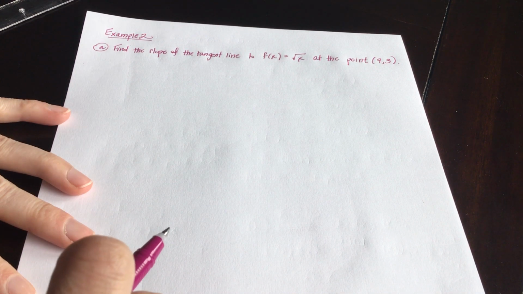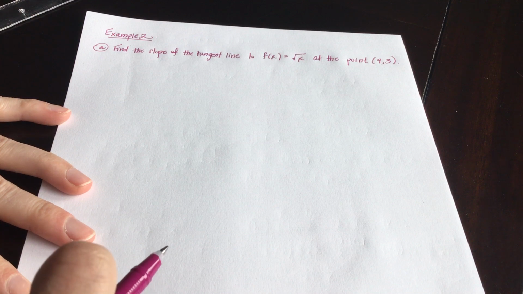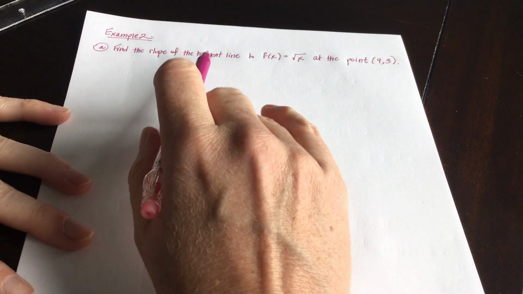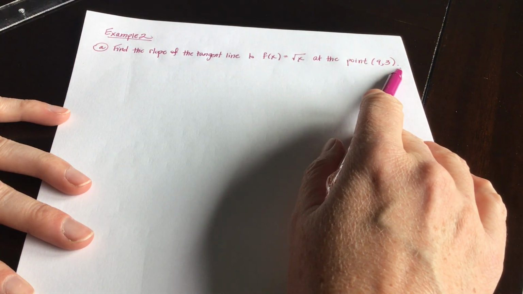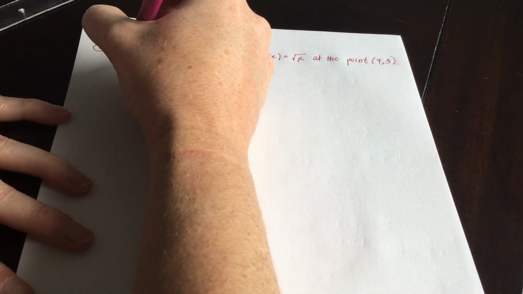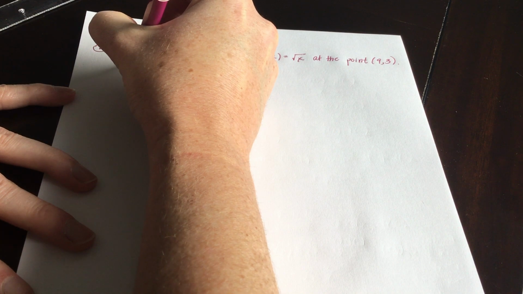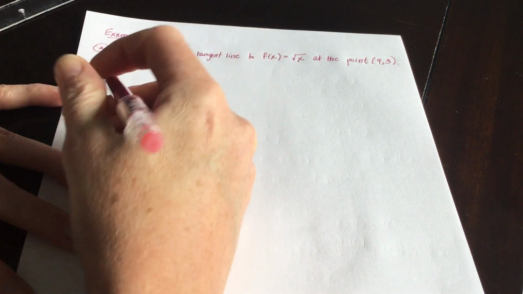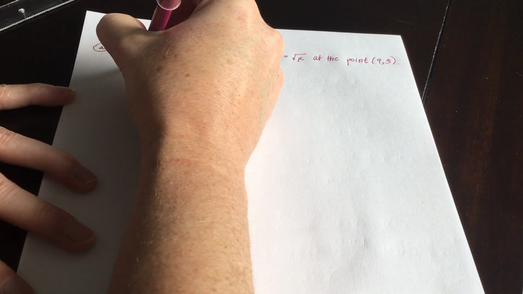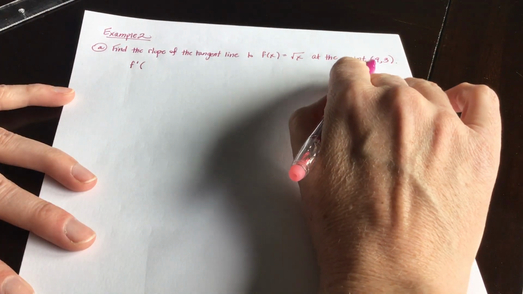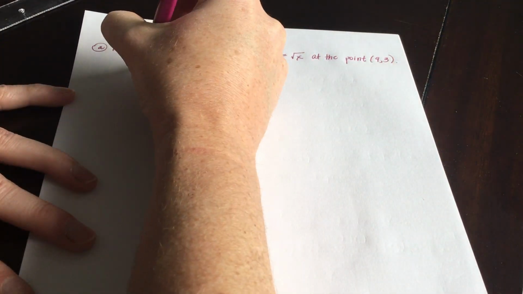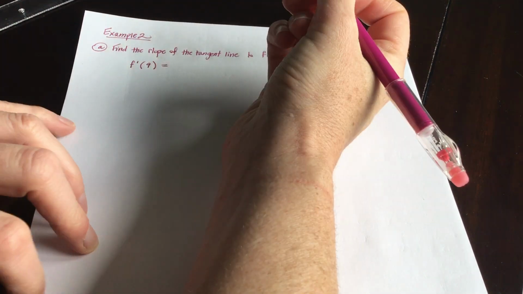Okay, so first, what's the notation that we should use that would mean the slope of the tangent line to this graph at the point 9, 3? So what we're trying to find here is f prime, so that means the slope of the tangent line to the graph of f, but at what number should I put in there? It's always going to be the x coordinate, so it would be 9. So we're trying to find f prime of 9, okay?